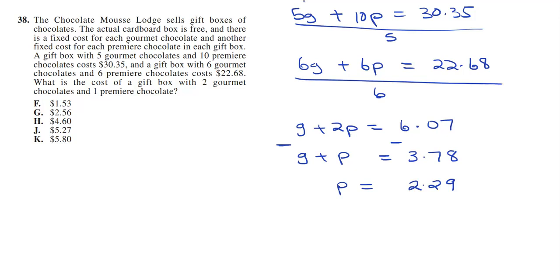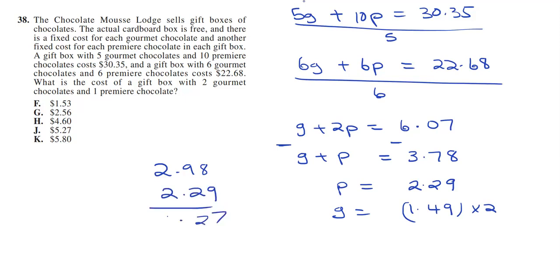So now what is the cost of a gift box with 2 Gourmet and 1 Premier? 2 Gourmet, so let's multiply this by 2. So this is going to be 298 plus 229, 527.